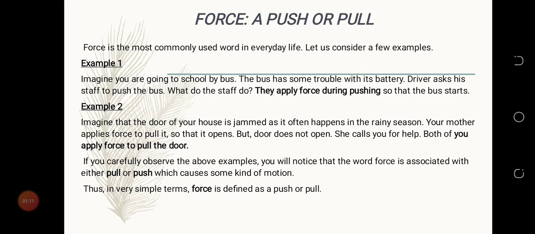If you carefully observe the above examples, you will notice that the word force is associated with either pull or push, which causes some kind of motion. Thus, in very simple terms, force is defined as a push or pull.